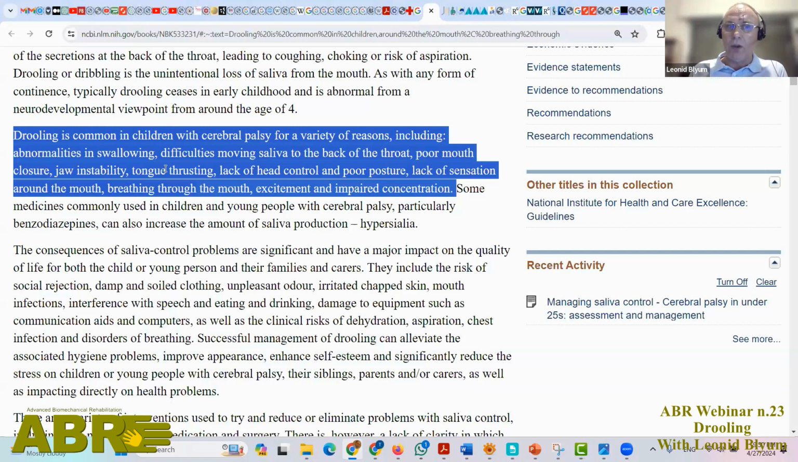Lack of sensation around the mouth, breathing through the mouth, excitement, and impaired concentration. Now, this is a very good example that in medical texts, everything goes as a list. You would have a hard time making a big, coherent picture out of this, saying, okay, what's the core? What's the crucial thing? What's the epicenter?